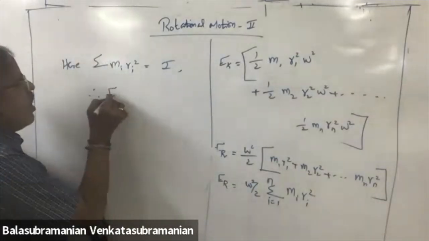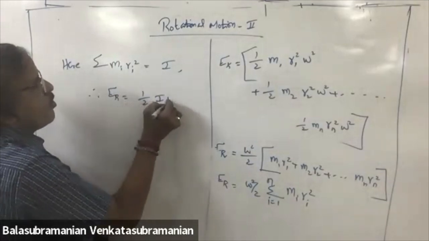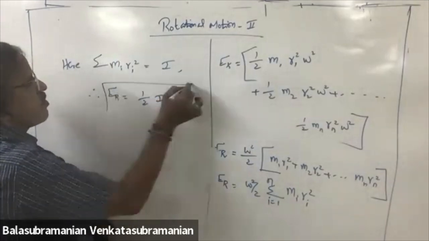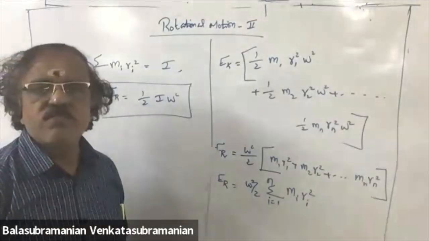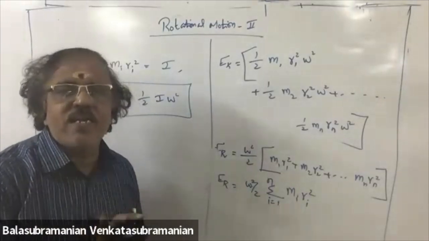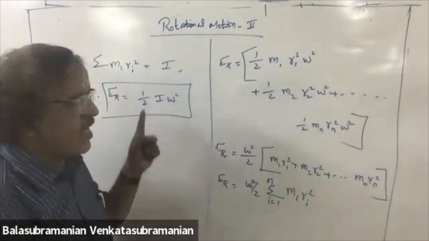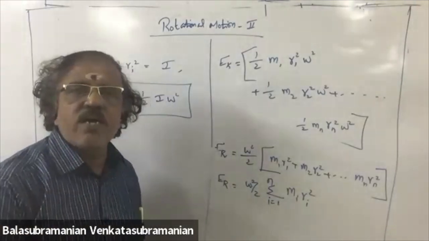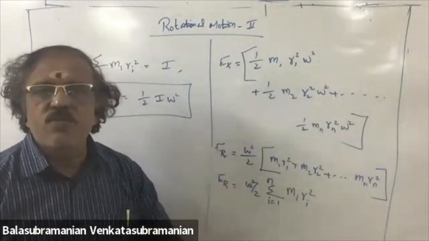Therefore, ER is equal to what? Half I omega square. Half I omega square. Compare with half mv square, the normal kinetic energy: instead of m, we are replacing by I, and instead of v square, it is replaced by omega square because it is rotational motion.